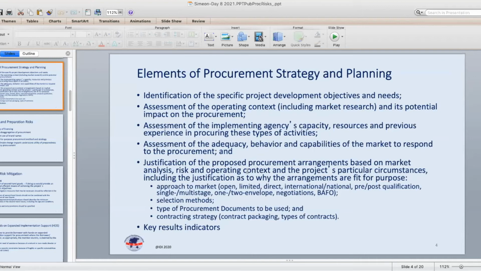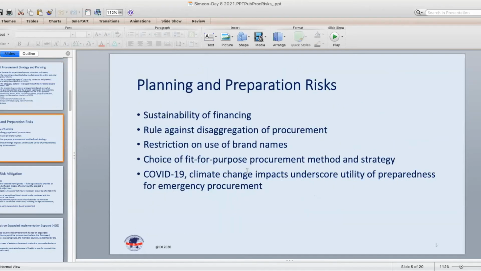Is it going to be price adjusted, or is it going to be a fixed price contract? All those decisions are based on adequate understanding of the operating environment in which the procurement will take place. Planning and preparation.